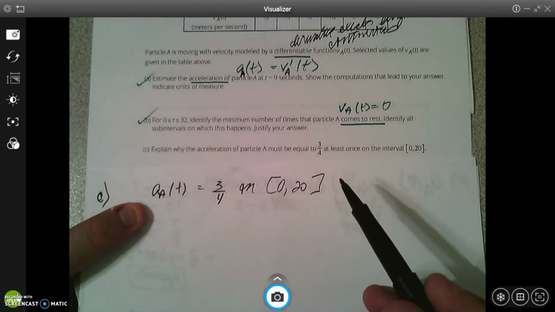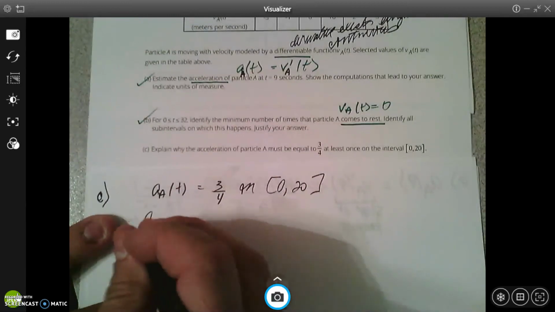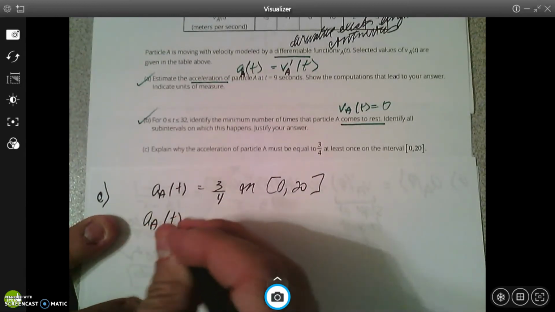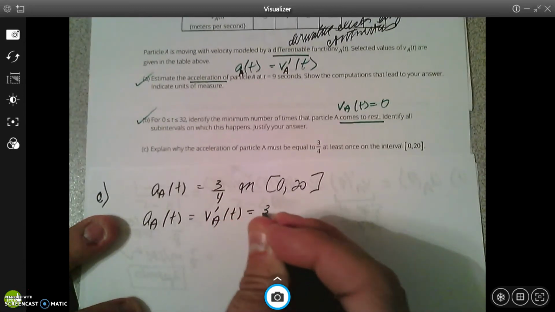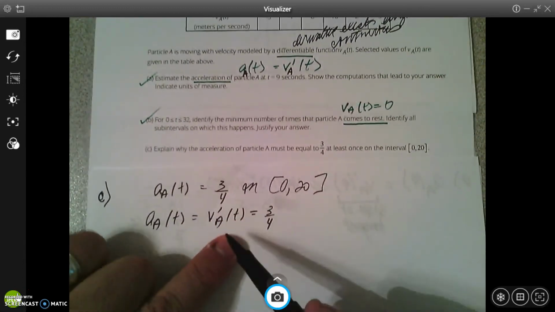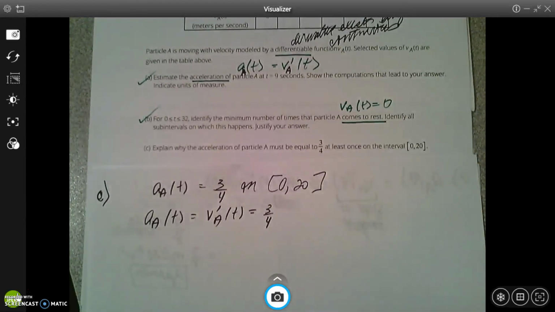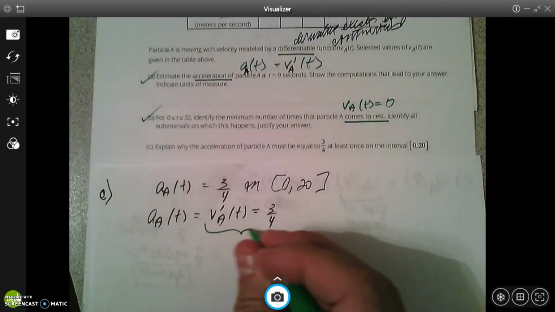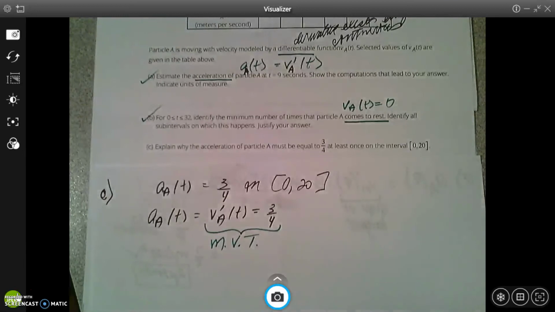Well, here's the important piece. We've already established and used this fact a couple of times. The acceleration is the derivative of the velocity. I want to show that the derivative is equal to 3/4. Well, problems that require me to make statements about the derivative of a function always get me to think about the MVT, the mean value theorem.